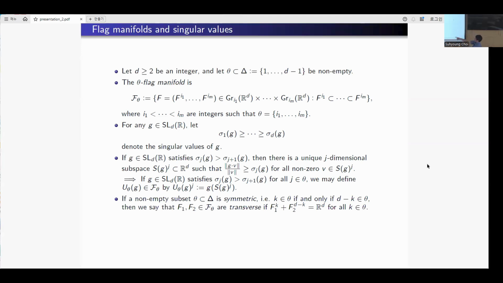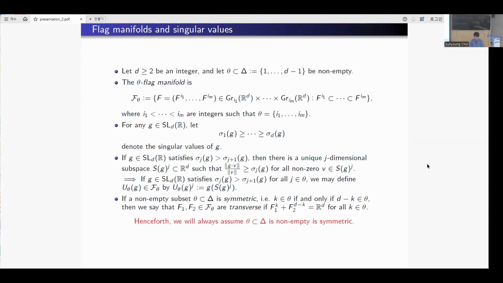I say that a pair of flags f1 and f2 in f theta are transverse if the k dimensional piece of f1 and the d minus k dimensional piece of f2 are transverse. Right, so whenever f1k makes sense, f2 d minus k also makes sense because my theta is symmetric. Since this notion of transversality is going to be important for the rest of today, whenever I say theta now, you should always think of this as a non-empty symmetric subset of delta.